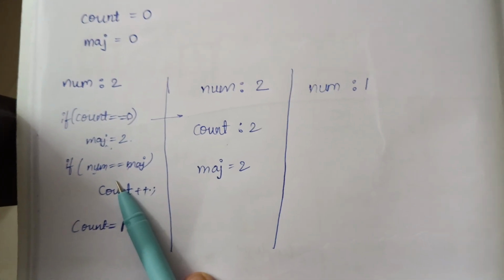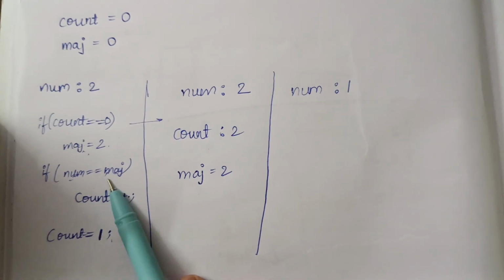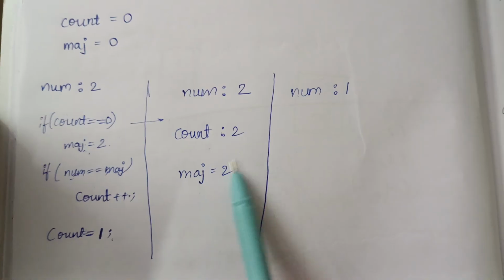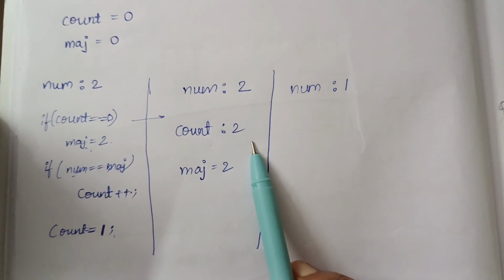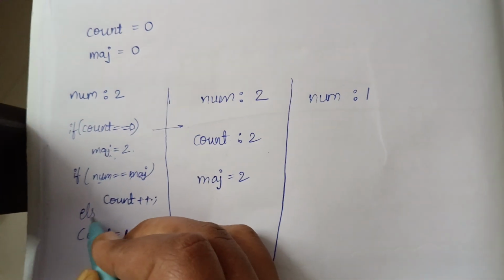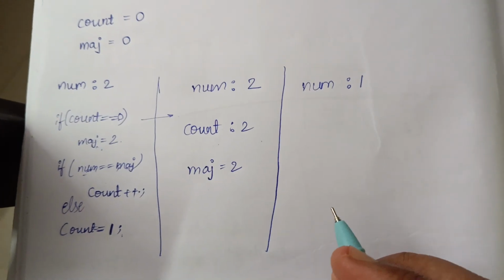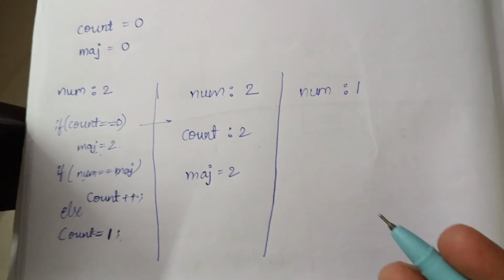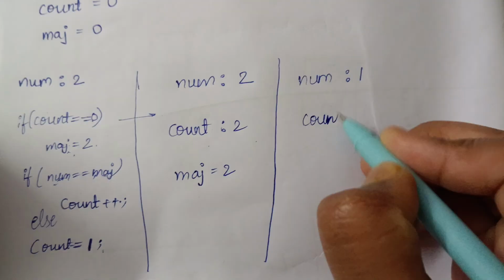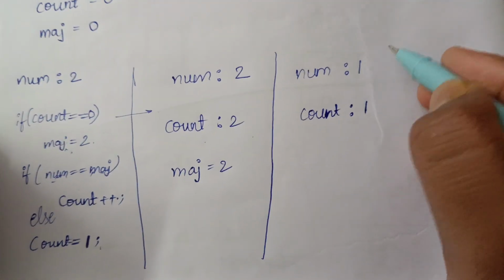Now it comes to the second if condition, that is num == majority. What is num? 1. They are asking us whether 1 is equal to 2. It is not, right? So we don't do count++. We will go to the else condition here. What does else ask us to do? It asks us to decrement the count. So now the count value becomes 1 because 2 minus 1 is 1.